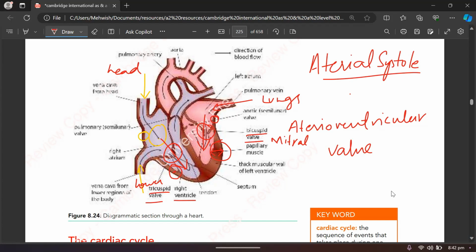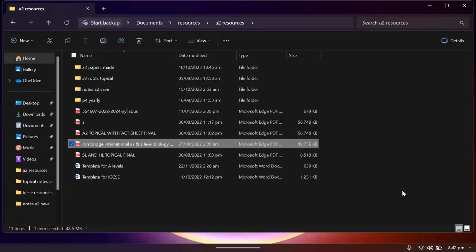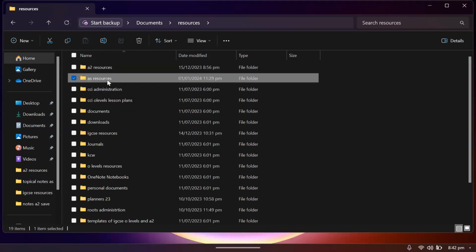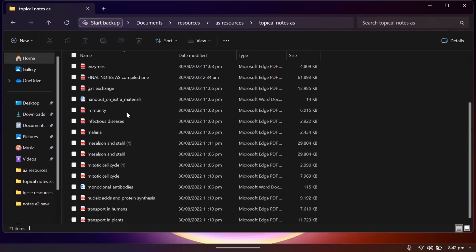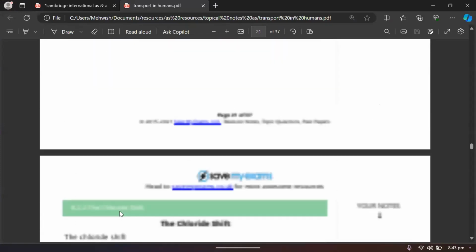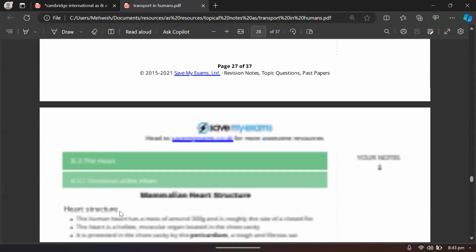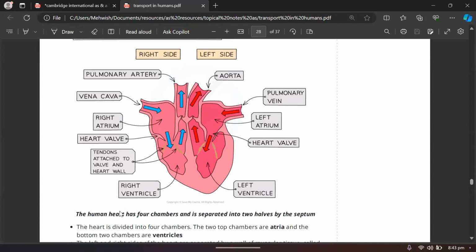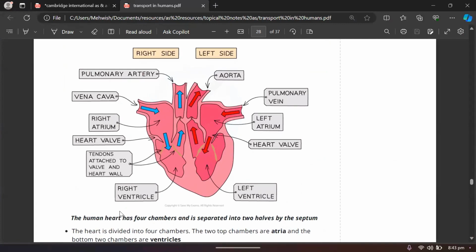Let me change the diagram, because I don't like this one. This is a little blurry. Let me open another one. This, can you see that?